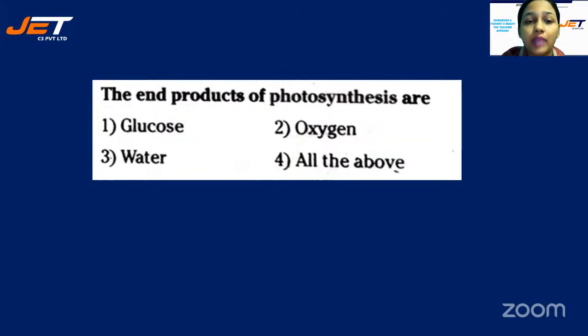Next question. The end products of photosynthesis are: number 1, glucose; number 2, oxygen; number 3, water; number 4, all the above. Come on, students, let's quickly answer the questions now.